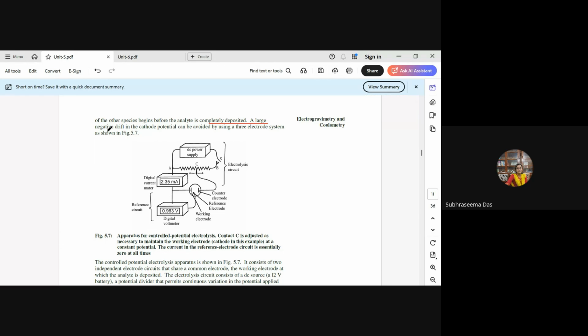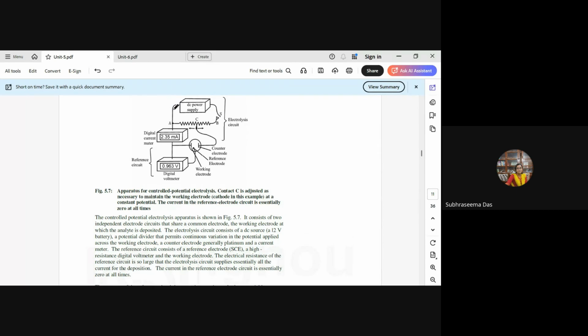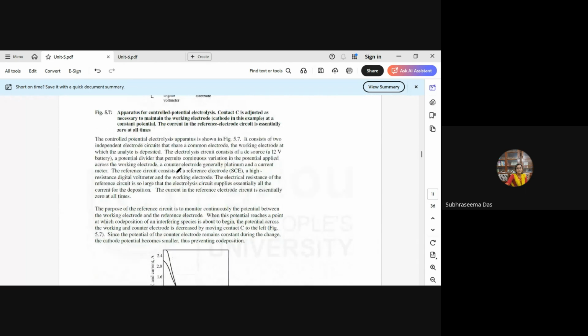A large negative drift in the cathode potential can be avoided by using a 3 electrode system, as shown in figure 5.7. So the apparatus for controlled potential electrolysis. Contact C is adjusted according to the work setup. The controlled potential electrolysis consists of two independent electrode circuits that share a common electrode, that is the working electrode at which the analyte is deposited.